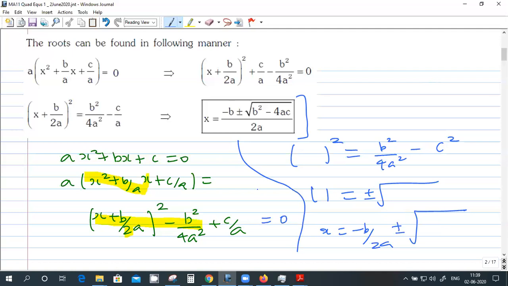This is called the method of completing squares. For example, if you have to represent the number 50 by squares, how will you write 50? 2 into 5 square. It's 49 plus 1, and 49 is 7 square, plus 1. So this is a similar idea here: whatever I'm writing is in terms of squares. This way we get this formula.